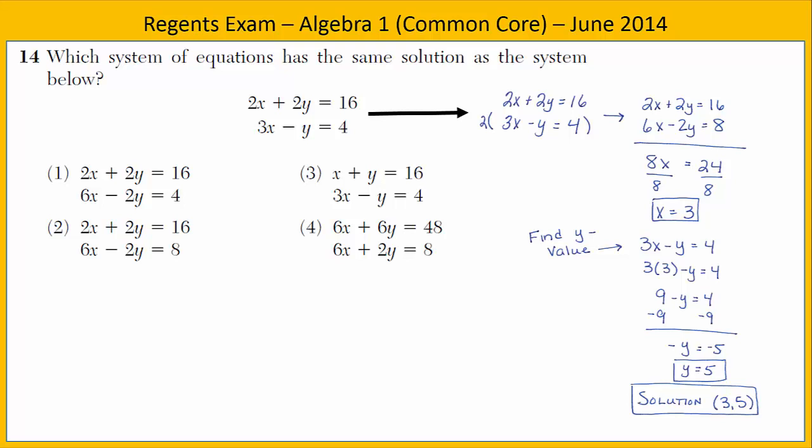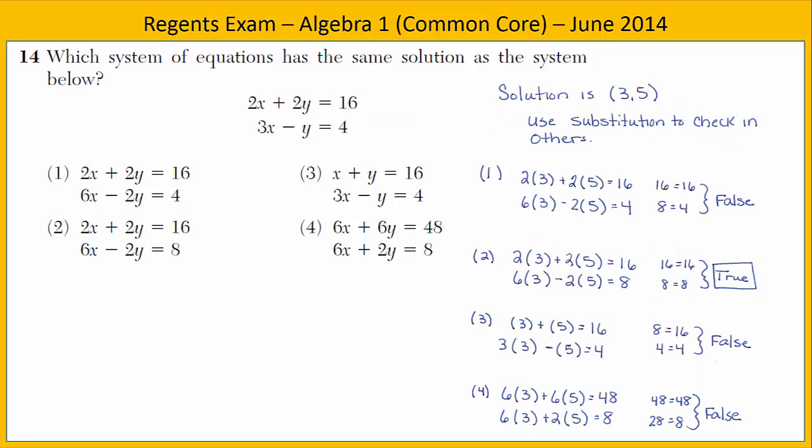We can use our values x equals 3 and y equals 5, along with substitution, to see which system of equations is true to find our answer. And so we do that. We substitute in 3 for x and 5 for y into all of the equations given in the choices. If both equations are true, then the system is true. And when we do that, we notice that choice 2 has both equations true.